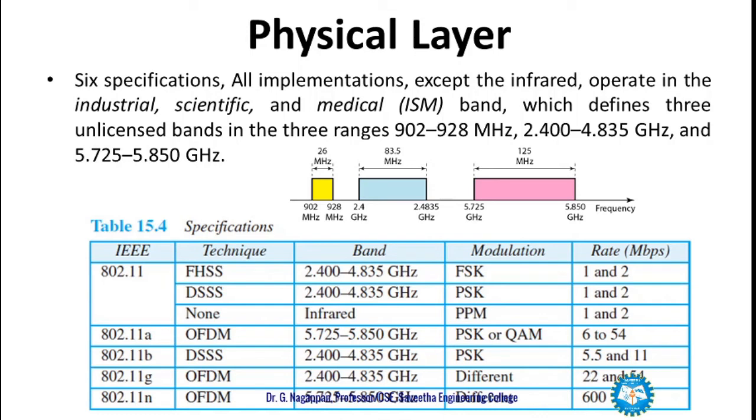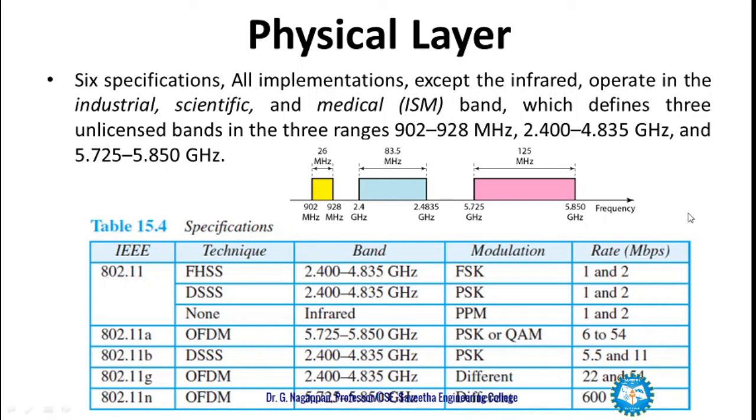Now let us see about the physical layer, which lies below the MAC layer in case of 802.11. There are 6 specifications. All implementations except the infrared operate in the industrial, scientific and medical bands, that is the ISM band, which defines 3 unlicensed bands in 3 ranges: 902 to 928 megahertz, 2.400 gigahertz to 2.4835 gigahertz, and 5.725 gigahertz to 5.850 gigahertz of frequency.